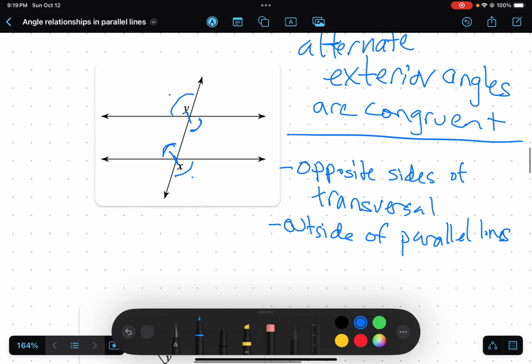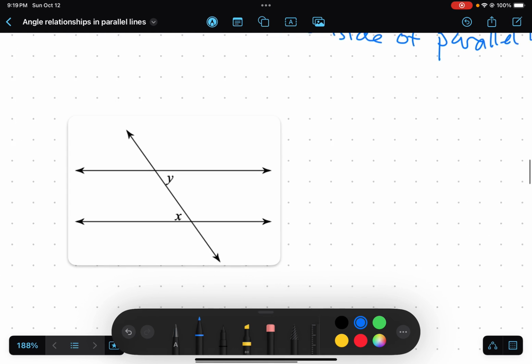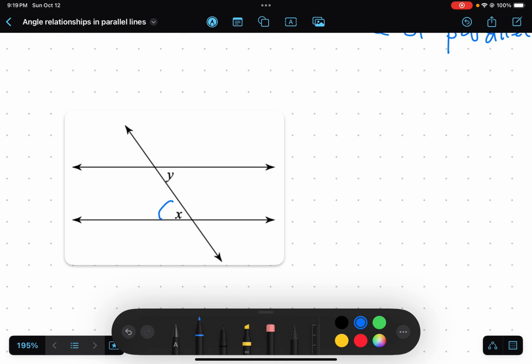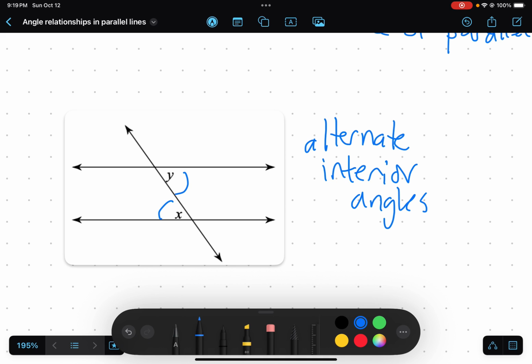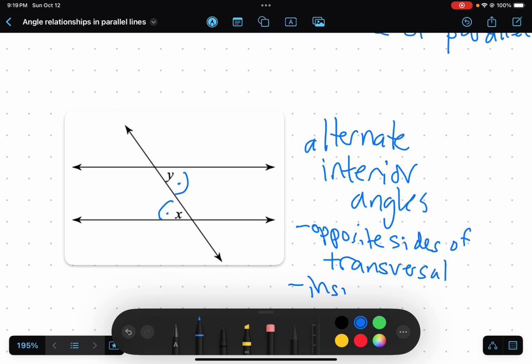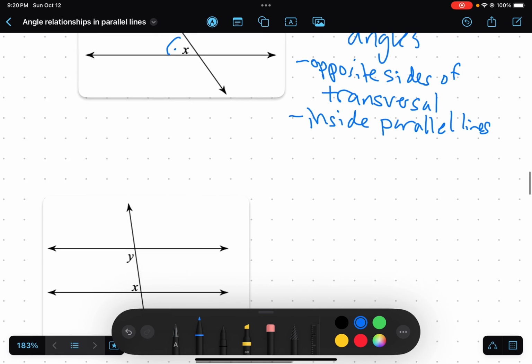Okay, there's a couple more words to know. Oh, well, this one is back to our original. These angles are alternate interior angles because they're on opposite sides. So they're also on opposite sides of the transversal, and they're inside the parallel lines. And those are congruent.